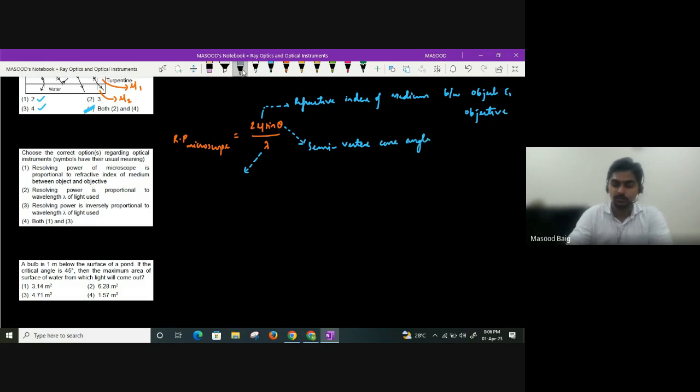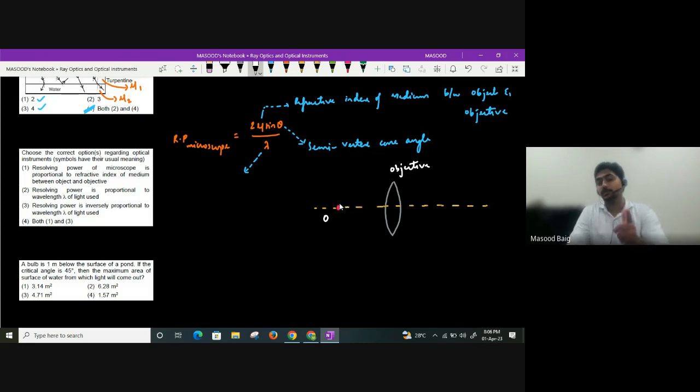So in microscope we have seen that objective lens will be a smaller lens, eyepiece lens will be a larger lens, yes or no? Now this is our objective lens. Let us imagine we have an object here. Between the object and objective lens, whatever medium is there, mu is the refractive index of that medium, and from object which rays will come, guys? Incident rays. If it is a real object, I told you yesterday, you will have divergent type of incident rays. If it is a virtual object, then convergent type of incident rays.